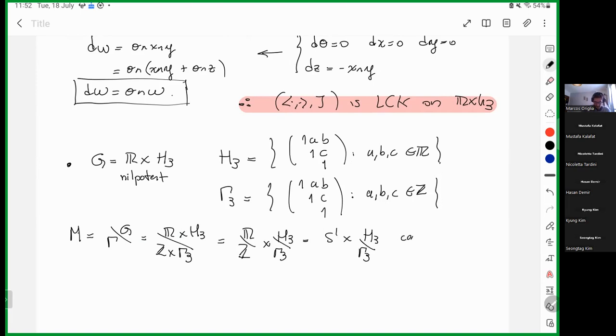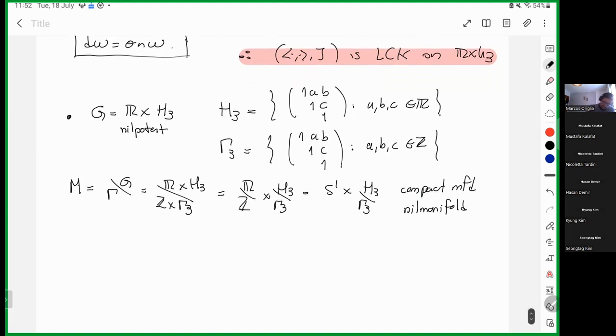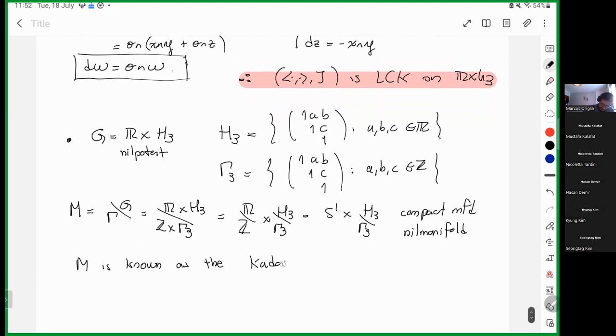So this is a compact manifold. Actually, it's a nilmanifold, because our group is nilpotent. And it has a particular name. M is known as the Kodaira-Thurston manifold.